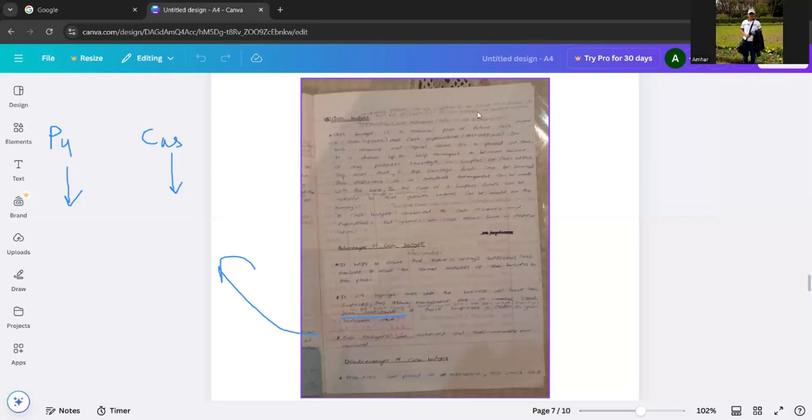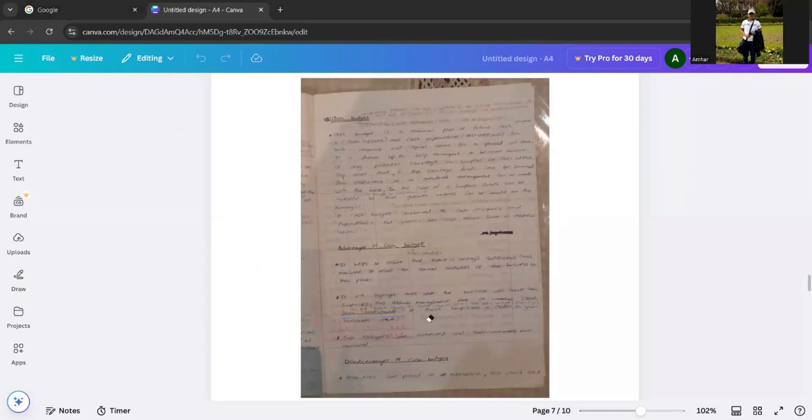A cash budget considers all cash incomes and expenditures but ignores non-cash items such as depreciation. So that is the disadvantage of a cash budget: it ignores non-cash items like depreciation. It considers all cash incomes and expenditures only. Did you understand that? Yes. Now look at the advantages of the cash budget.